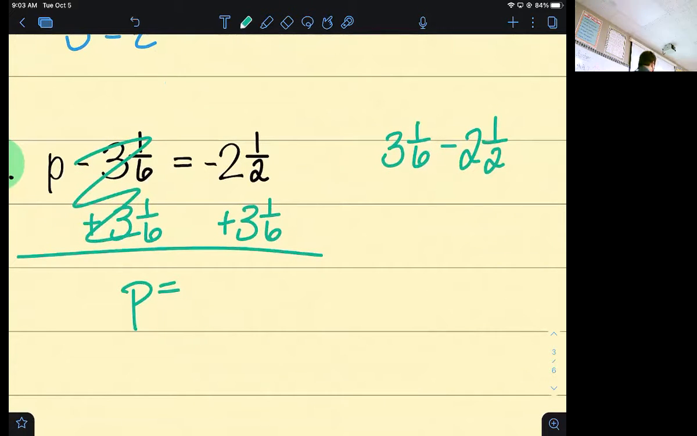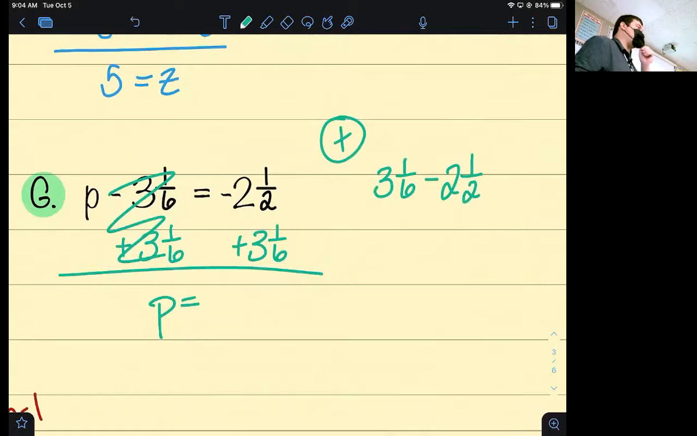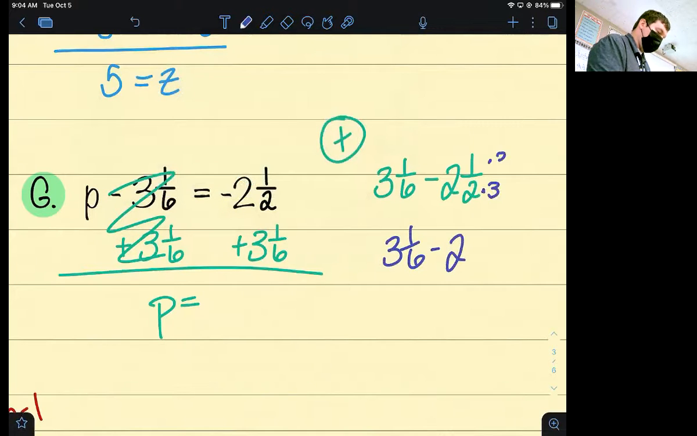Now, do I have more positives or more negatives? More positives. I know my answer here is positive. It's just a matter of figuring out how positive it is. I have to subtract to figure out what that is. I need a common denominator. What is my common denominator going to be? It's going to be 6, which means I don't have to change the first fraction, but I do have to multiply by 3 and 3 to get 2 and 3/6.